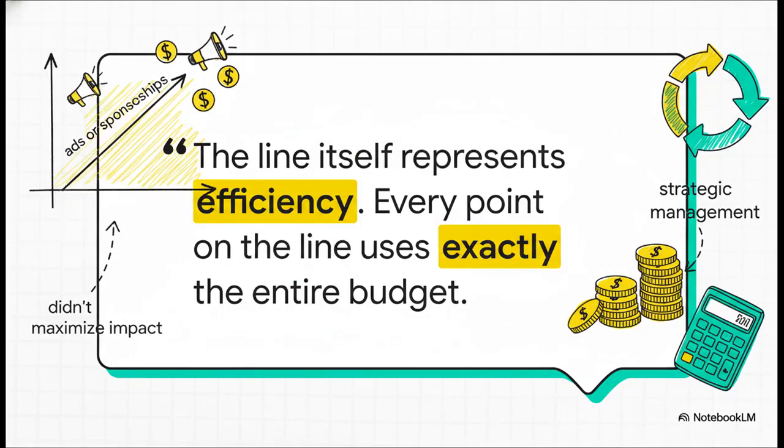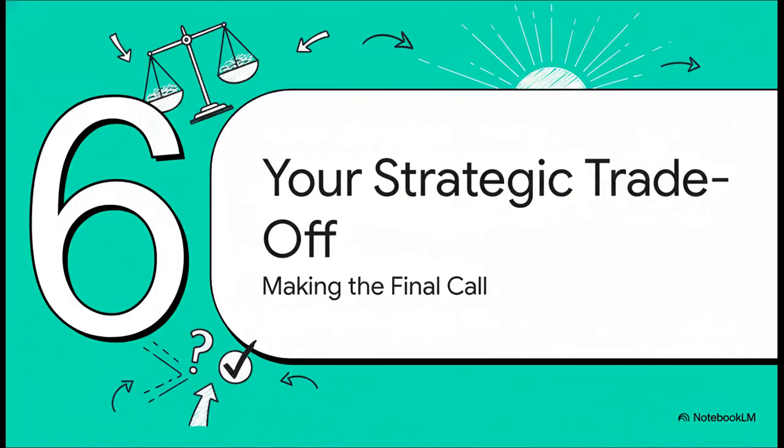From a pure microeconomic perspective, the answer here is crystal clear. The line itself is the efficiency frontier. Any point on that line means you are getting the absolute maximum output possible for your given budget. Being below it means, by definition, you did not maximize your potential impact. Period. So, this brings us to the most crucial point of all, the budget line.